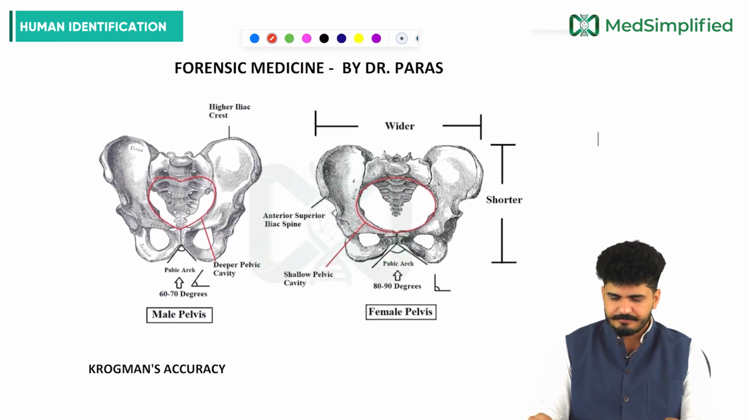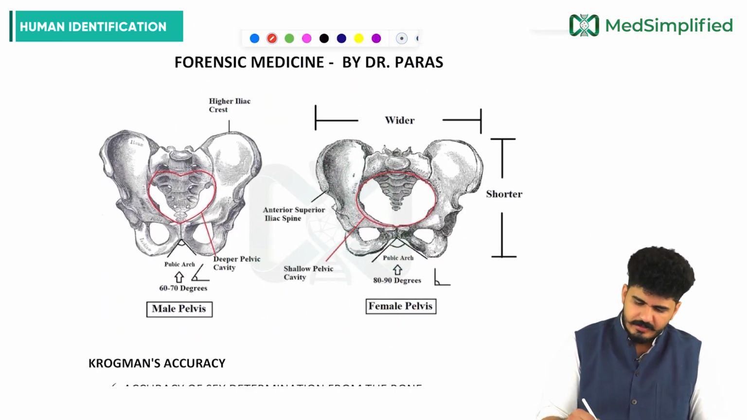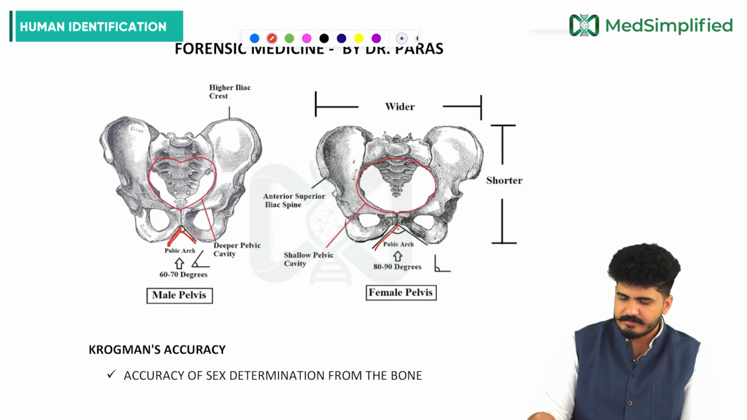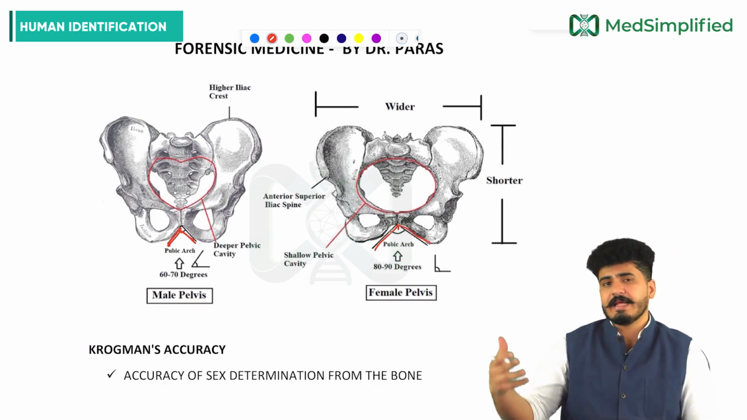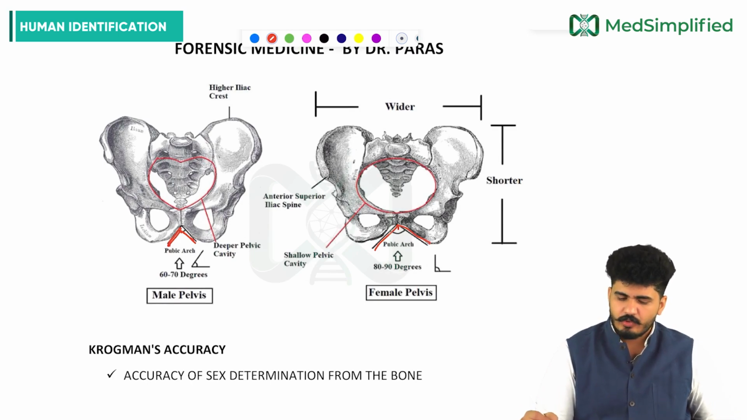Let's see the diagram. You will see the pubic arch is 60 to 70 degrees, which looks like a V. And here in the female pelvis, you will see it is more than 80 to 90 degrees. That is why it looks like a U. The inlet of the female is what, sir? Round, and in the male pelvis, it is heart shaped.